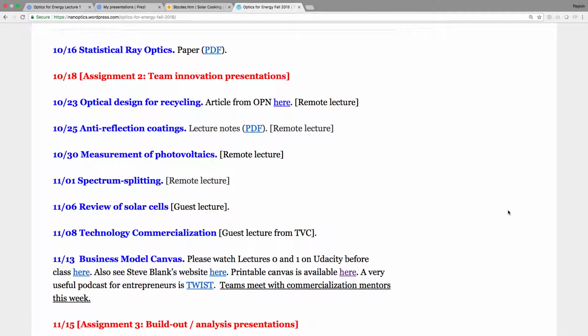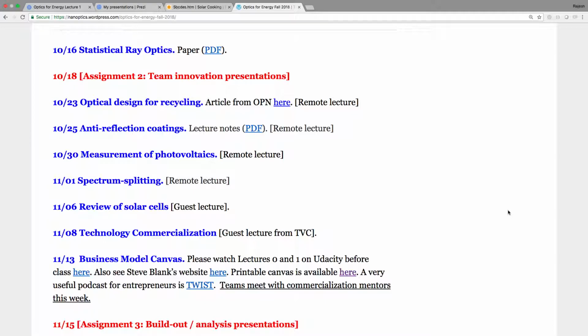Okay, and then October 18th, we have the assignment 2. We'll go into a little more detail on what this means, but this will be a presentation of your innovation. So what that means is that in those previous 3 or 4 weeks, you would have met as a team to identify a problem. Either I have assigned it to you or you have picked it.